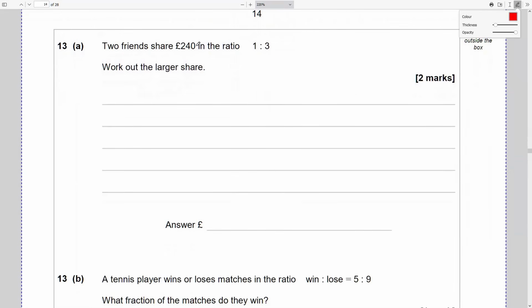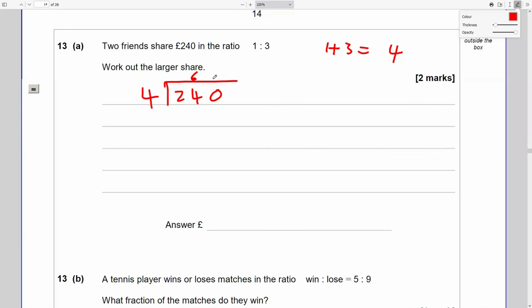2 friends share £240 in the ratio of 1 to 3. Work out the larger share. Well, the way you do this is it's basically 4 parts. You add them together. 1 plus 3 equals 4. So it's 4 parts. Divide the 4 into the 240. I think we can see it's going to be 60. 4 into 24 is 6, so 60. So 1 part is 60. 60 times 3 for the larger share. 3 6s are 18, £180.